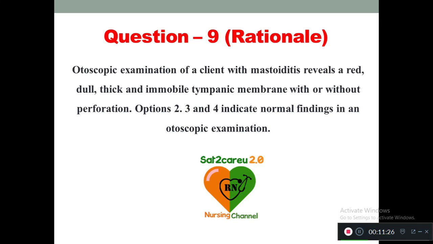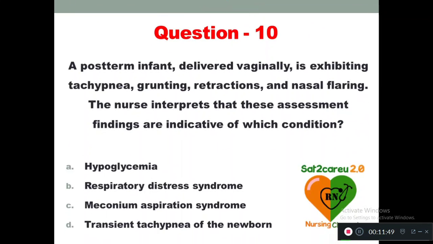The rationale: otoscopic examination of a client with mastoiditis reveals a red, dull, thick, and immobile tympanic membrane with or without perforation. Options 2, 3, and 4 indicate normal findings in an otoscopic examination. Now, let's see the 10th question.